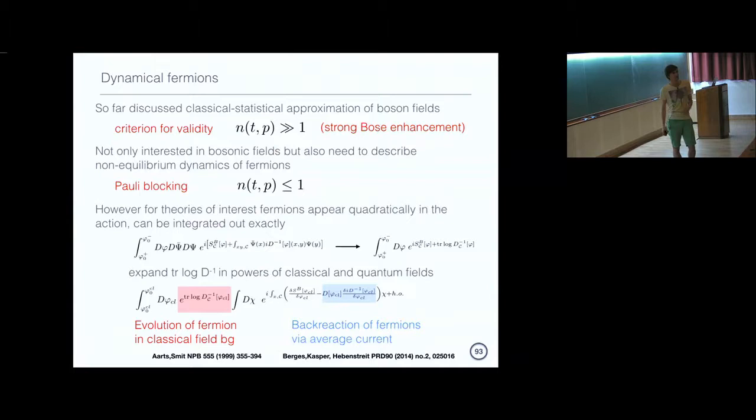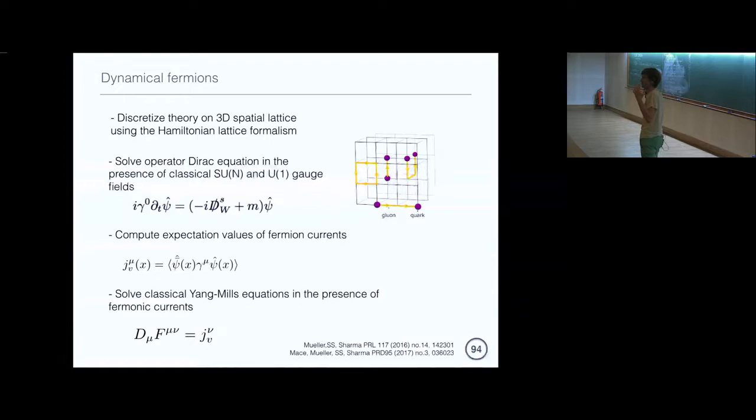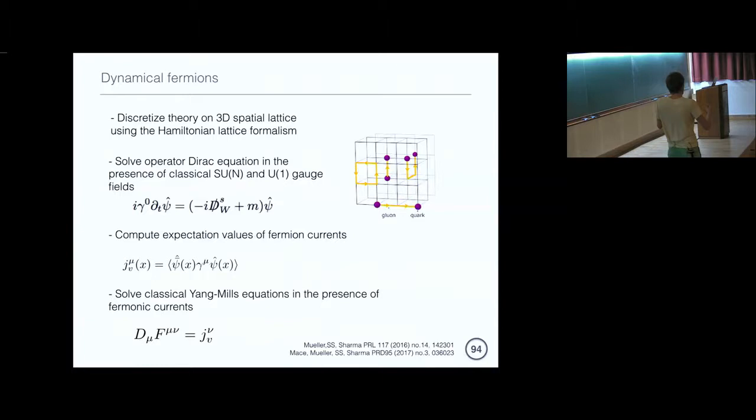Now, there is a way of doing this which I find more intuitive, and this is also how you do it in practice. Say we now want to simulate the dynamics of fermions in the presence of strong fields. Well, we discretize our theory on a three-dimensional spatial lattice, but knowing that we have to describe our fermions quantum mechanically, what we should do is solve the operator Dirac equation on that lattice theory in the presence of the field content that we have.